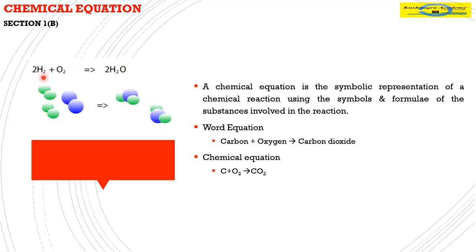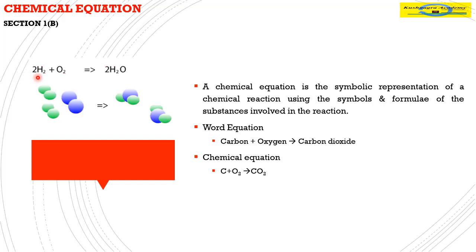Now, how many number of atoms? This 2 and 2 will multiply, and so 4 hydrogen atoms react with 2 oxygen atoms, and how many form? 4 hydrogen atoms and 2 oxygen atoms. So, we can easily say that the number of hydrogen in the left side and the number of hydrogen in the right side is equal. Similarly, the number of oxygen atoms in the left side and the number of oxygen atoms in the right side is equal. In the chemical equation, there are basically 2 parts.